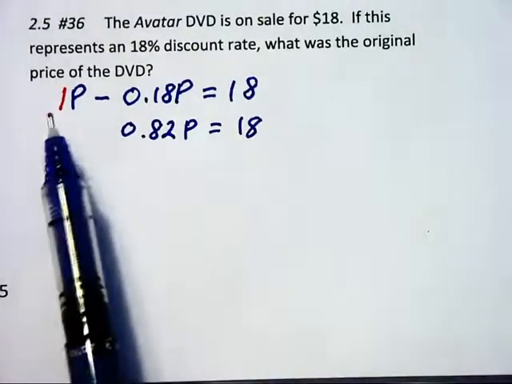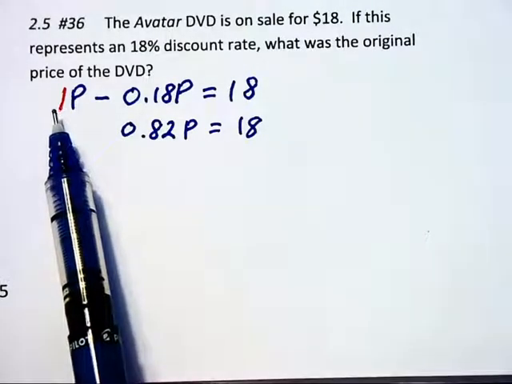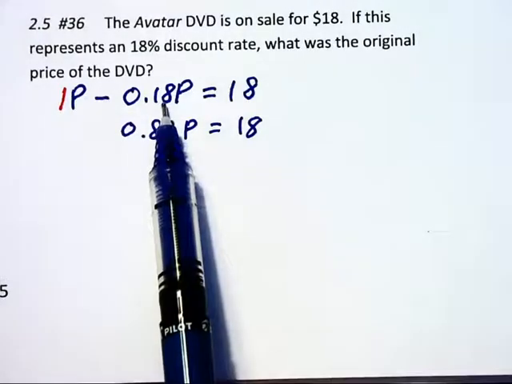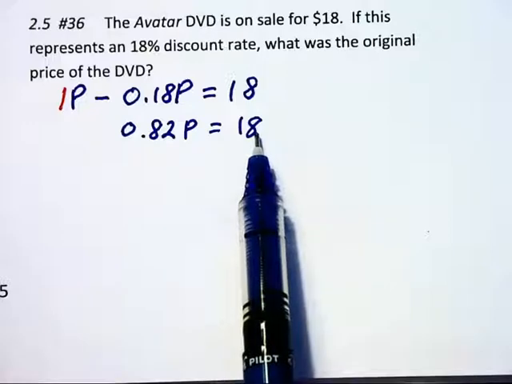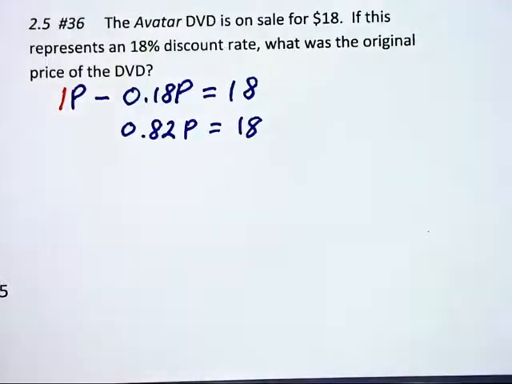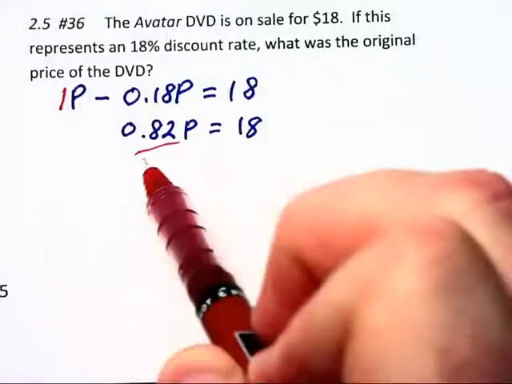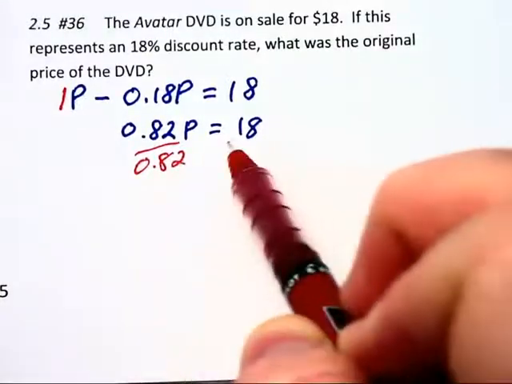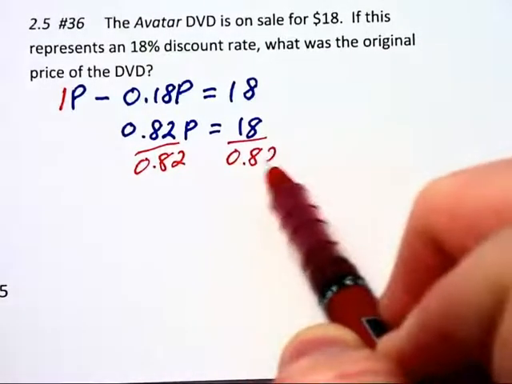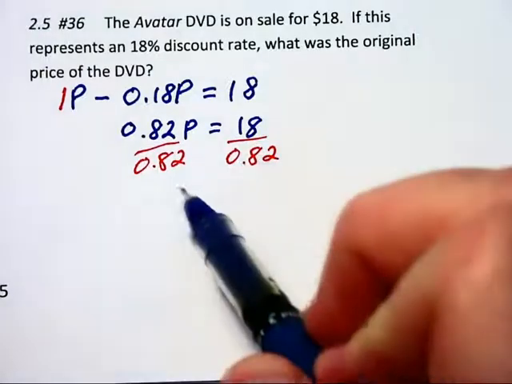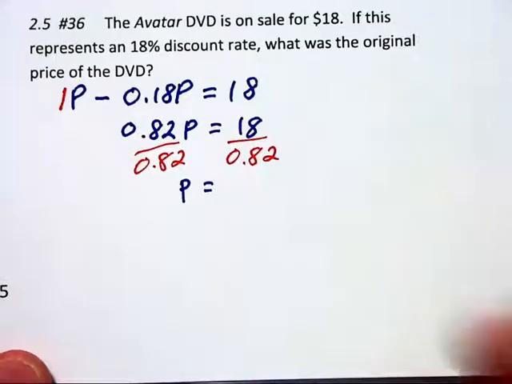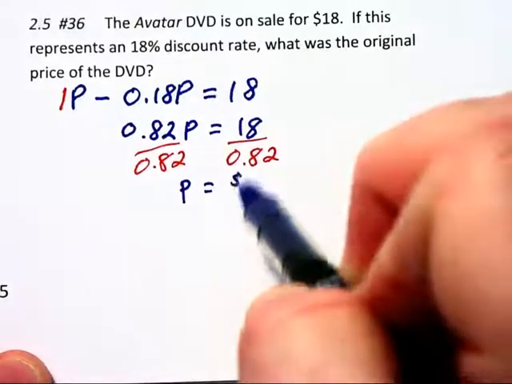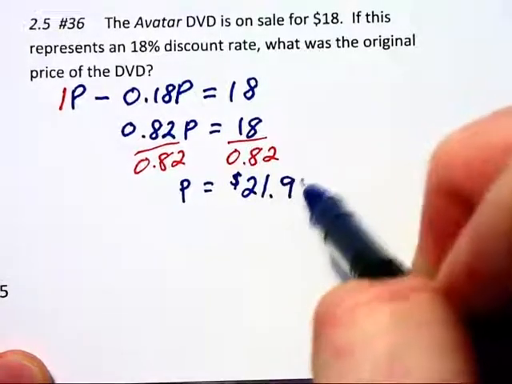Now, another way of thinking of this is the cost of the DVD itself is 100%, and if you're taking away 18% of it as a discount, you're left with 82% of the price, which is the sale price, $18. Now we're going to divide on each side by 0.82, and that will leave P by itself on the left side of the equation, and we can see that the retail price, or the original price, is $21.95.